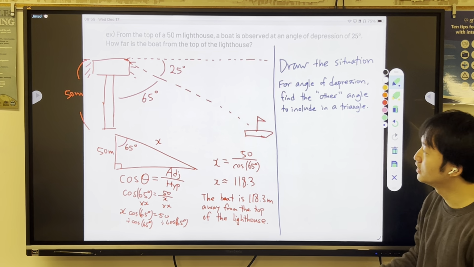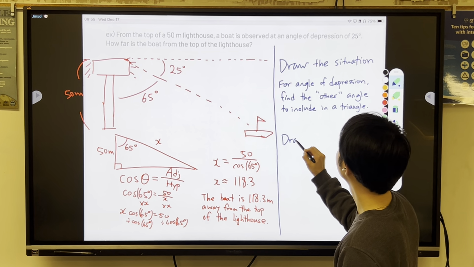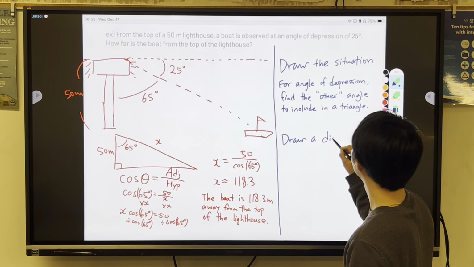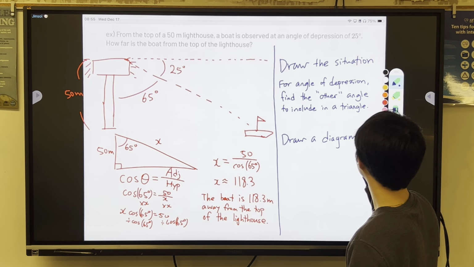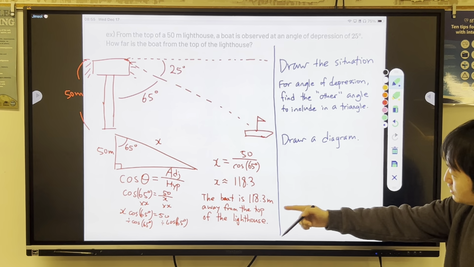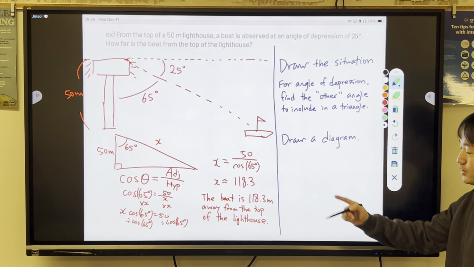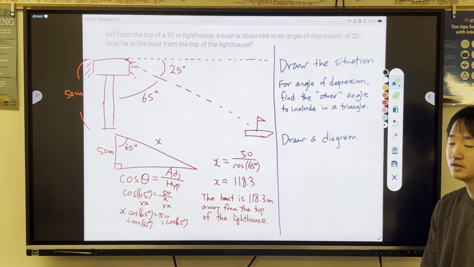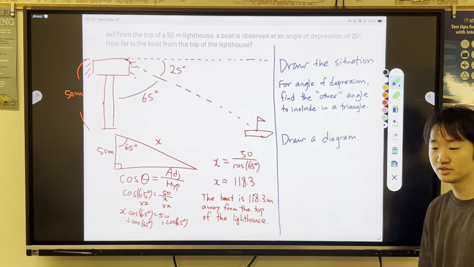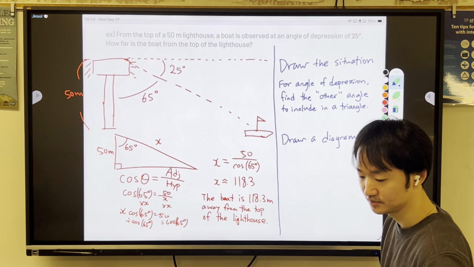After that, I draw a diagram. And then I set up the equation, solve the equation, and answer the problem. It's quite similar to the previous problem, so I'll skip that part.